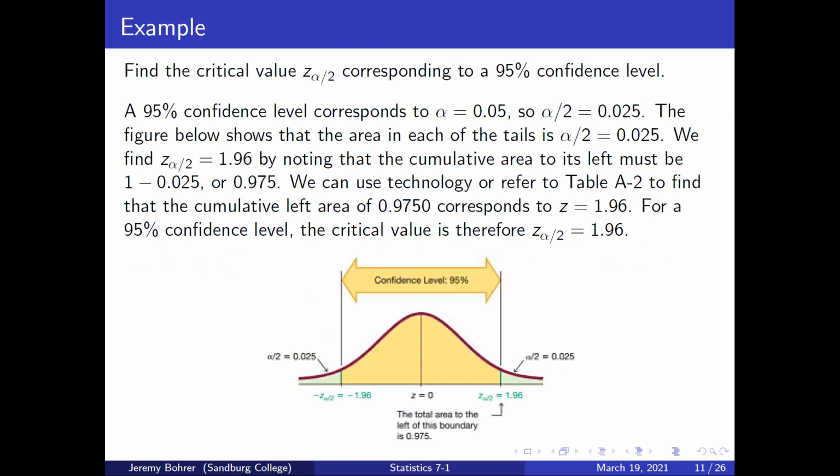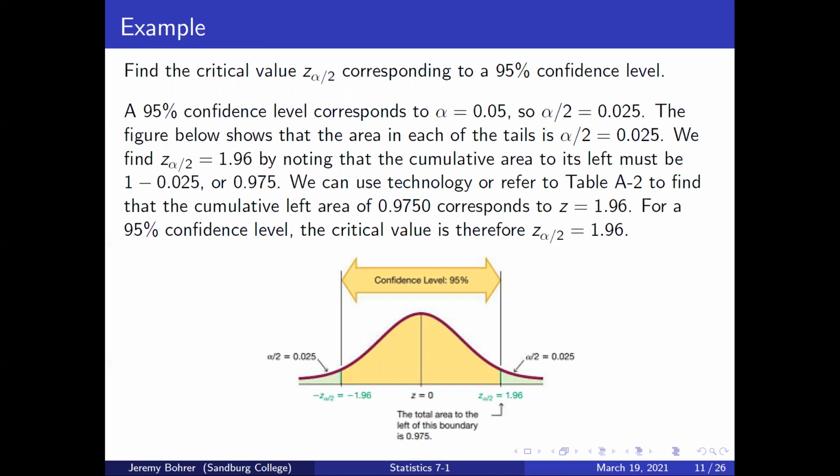Find the critical value z sub alpha over 2 corresponding to a 95% confidence level. A 95% confidence level corresponds to alpha equals 0.05. So alpha over 2 is 0.025. The figure below shows that the area in each of the tails is alpha over 2 equals 0.025.